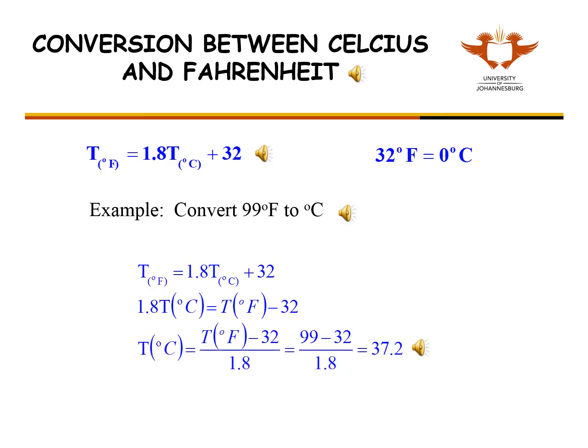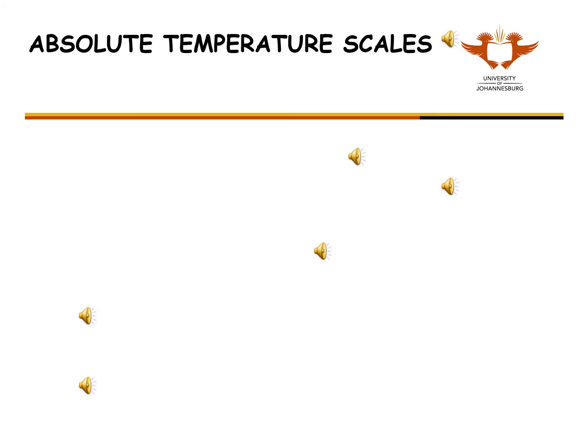99 degrees Fahrenheit is the temperature of a human body, which is 37 degrees centigrade. The answer therefore makes sense. The minimum possible temperature in our universe was determined from the ideal gas law in thermodynamics, and is the temperature far out in outer space.